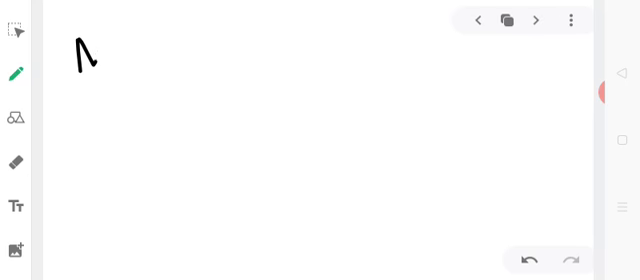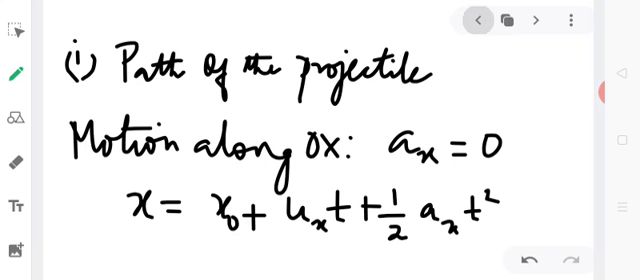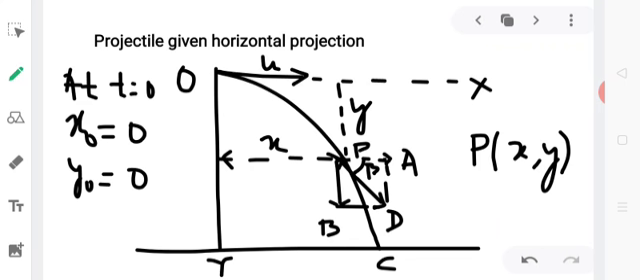Now, motion along the vertical direction OY. Here, y-axis is taken downwards. Let us go back to the figure again so that it becomes clear to you. Here, y-axis is taken downwards, since the downward direction will be regarded as positive direction.